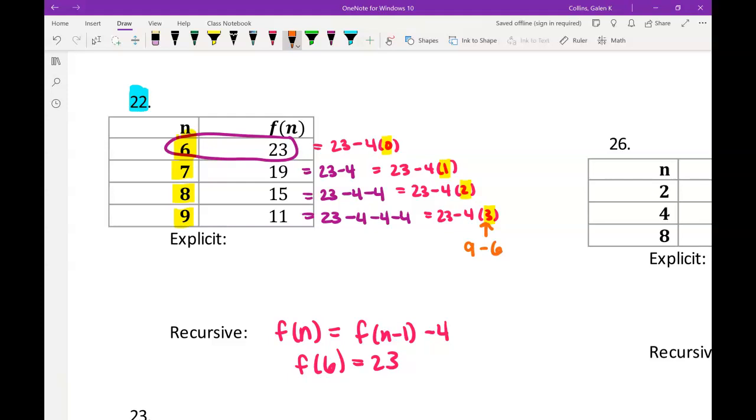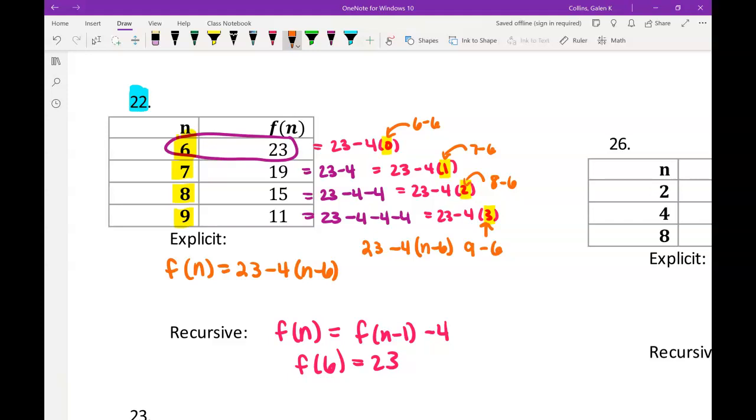So 9 minus 6 gives me 3. 8 minus 6 gives me 2. 7 minus 6 gives me 1. 6 minus 6 gives me 0. So I could generalize this that for any n, I'm going to have 23 minus 4 times whatever n was, but less 6. So that is one way to get to, that is maybe a more organic way to get to my explicit equation, 23 minus 4 times n minus 6.